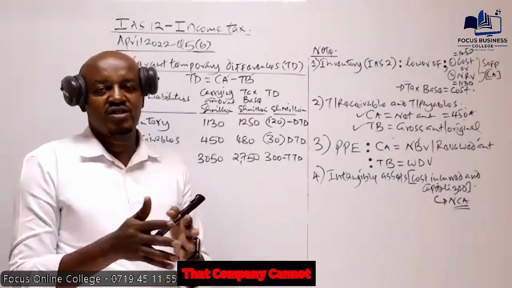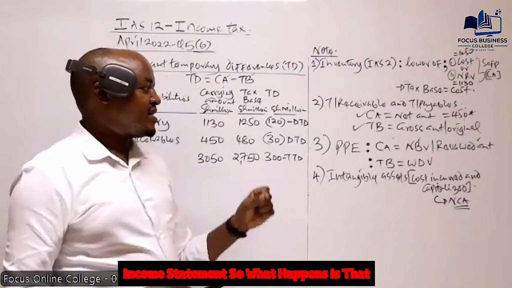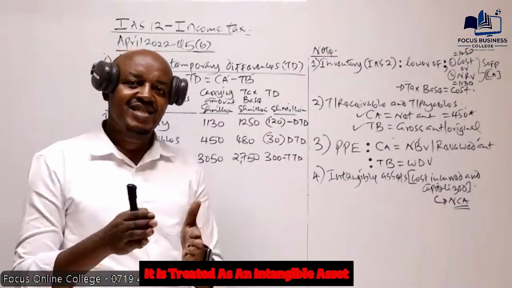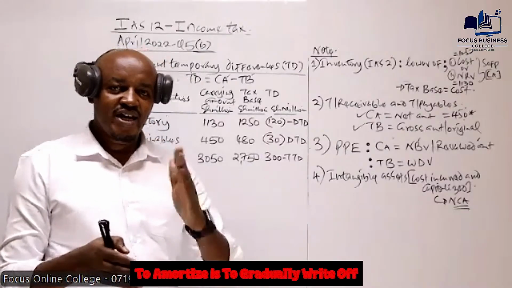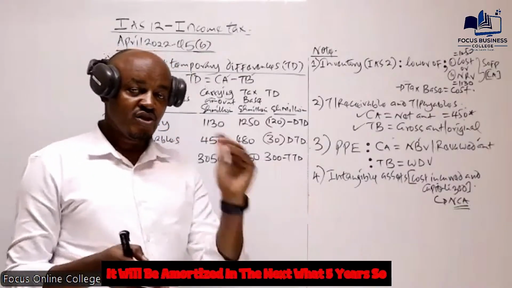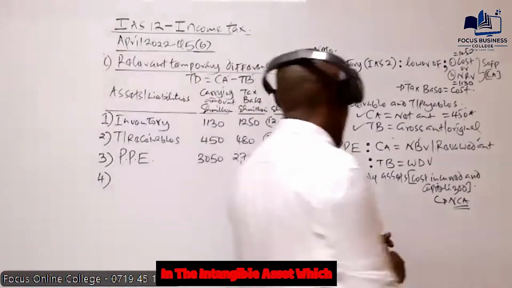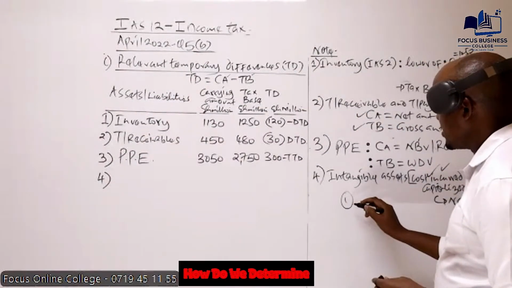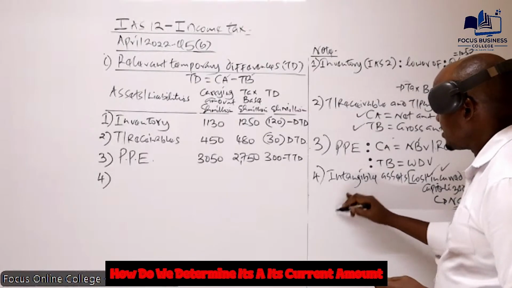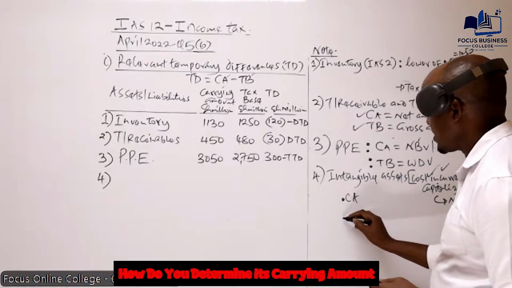That company cannot treat that as an expense in the income statement. So what happens is that cost is capitalized. It is treated as an intangible asset, and then it will be amortized. To amortize is to gradually write off. It will be amortized in the next 5 years. So for any intangible asset which arises from capitalization of an expenditure, how do we determine its carrying amount?